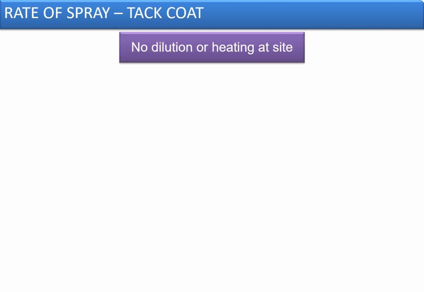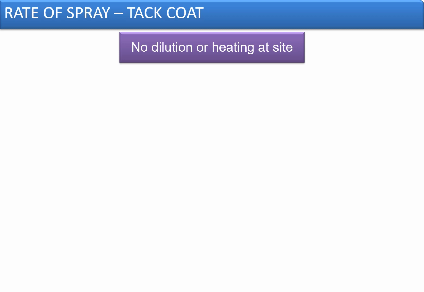So what should be the rate of spray of a tack coat? The application of tack coat shall be at the rate specified in the MORTH table 500.5, and it shall be applied uniformly. If the rate of application of tack coat is not specified in the contract, then it shall be the rate specified in table 500.5 only. No dilution or heating at the site of RS1 bitumen emulsion shall be permitted.